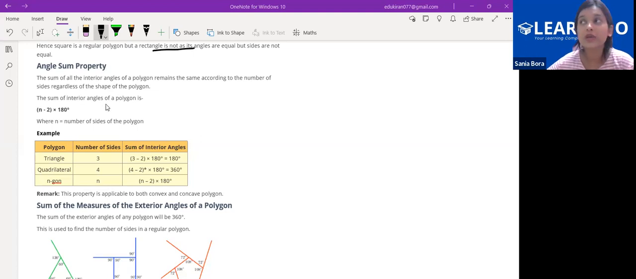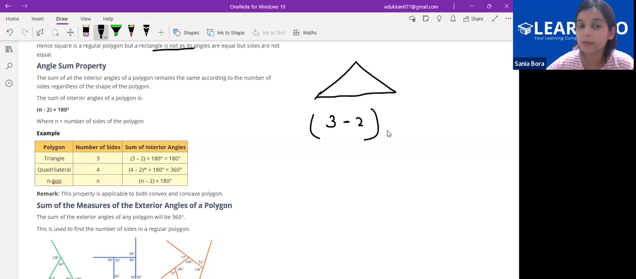Okay. So the sum of interior angles of a polygon is this. Right? See, you cannot remember the angle sum of all the polygons, right? So this is the formula, which is n minus 2 multiplied by 180. Clear? This is the formula to find the angle sum property of any polygon. Let's just start. For triangle, how many sides does a triangle have? 3 sides. So let's find it. 3 minus 2 multiplied by 180.